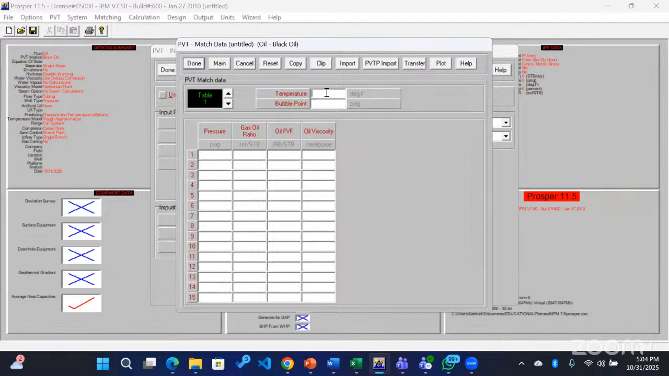Then let me quickly enter some values here. So let's say the first pressure is 4650. The solution GOR is 645.3. Then formation volume factor is 1.312. Then oil density, okay, oil viscosity now. Oil viscosity. Do I have oil viscosity?